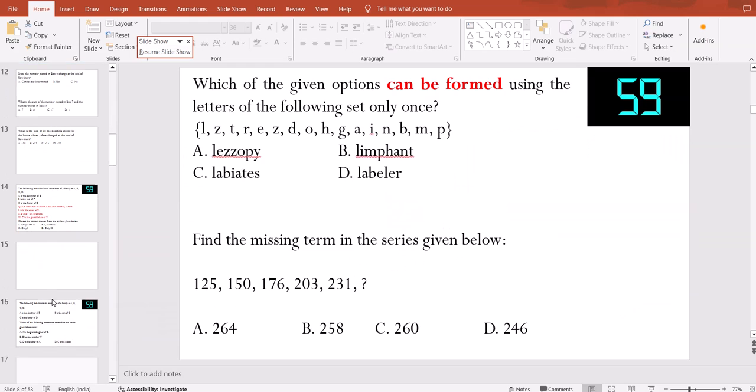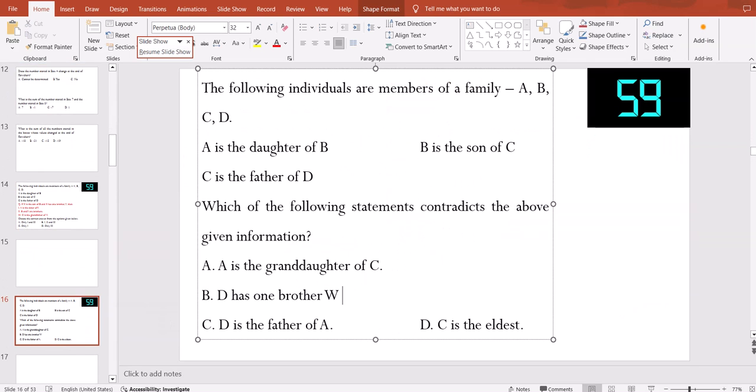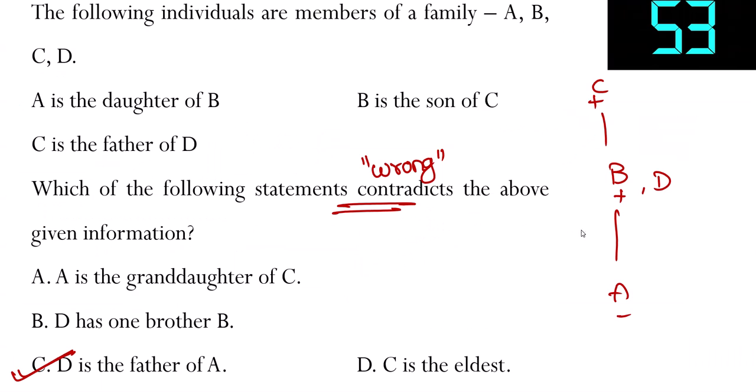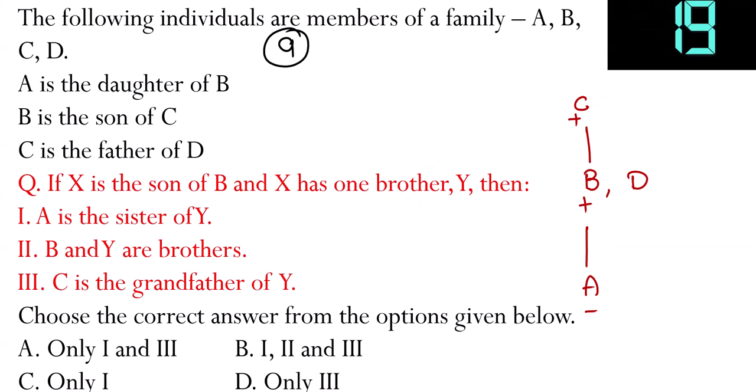D has one brother B, fine. But what is contradicting is that clearly D is father of A. No, B is actually father of A. D can be aunt or uncle, right? So this is contradicting. And similarly for the same data, they added extra statements here.